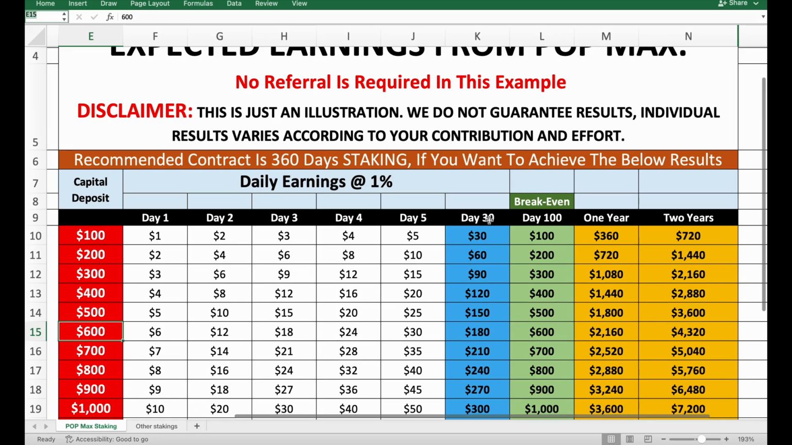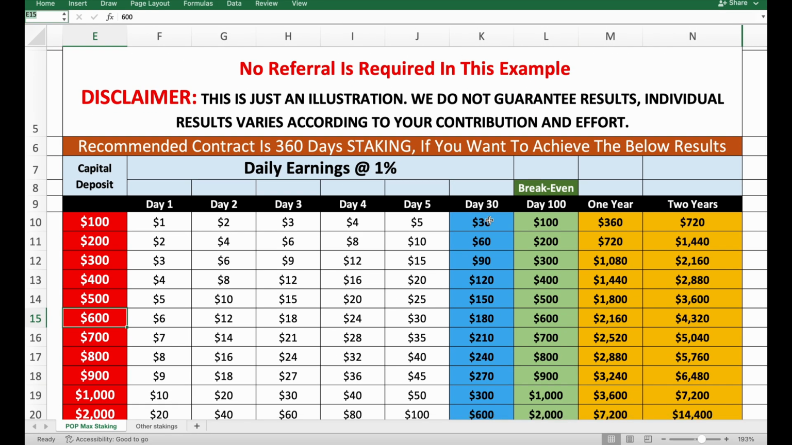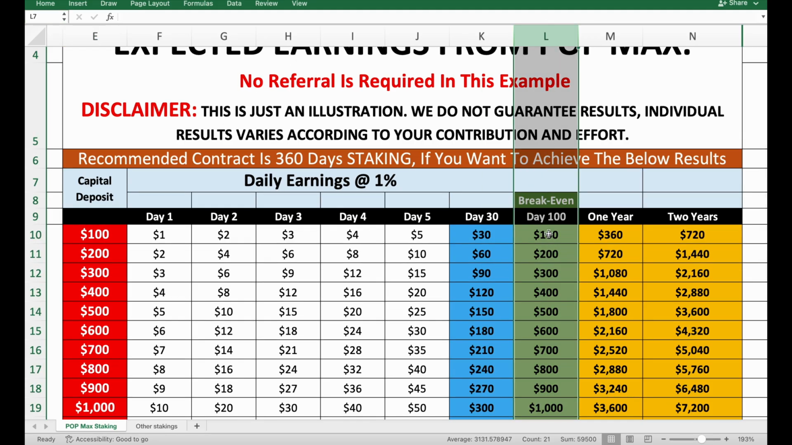So for you to be able to make profit and get to that point of playing with house money, according to this video, you need to have staked your money for up to 100 days. As you can see from this spreadsheet, this column L is telling you right away when you are going to break even. So no matter how much money you have deposited, you are going to break even when you reach 100 days. Now 100 days, if you want to convert that to months, that will be 3 months will be 90 days, and then 10 days more, that will make it 100 days. So 3 months and 10 days will make you break even in PopMax for that particular deposit that you have made.